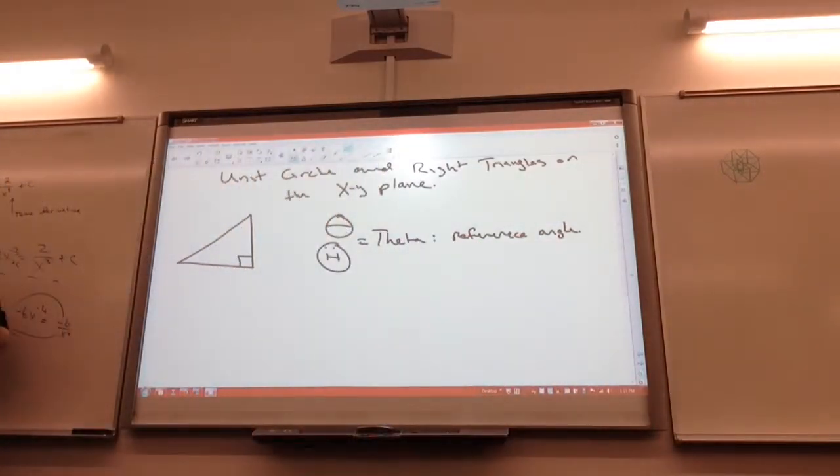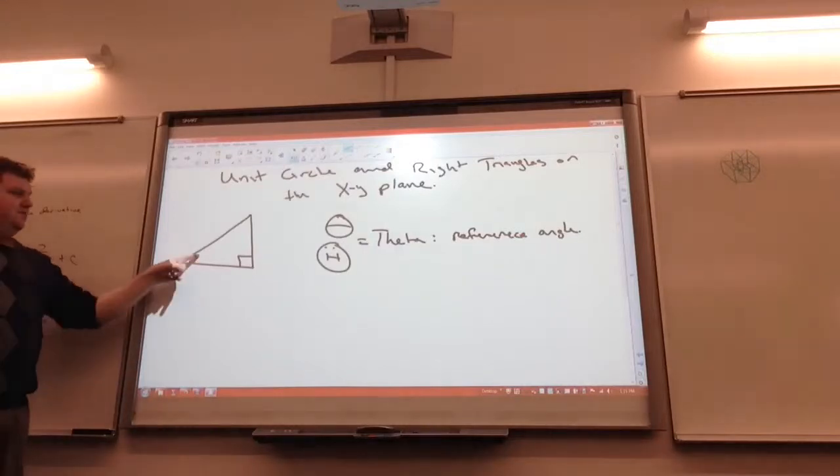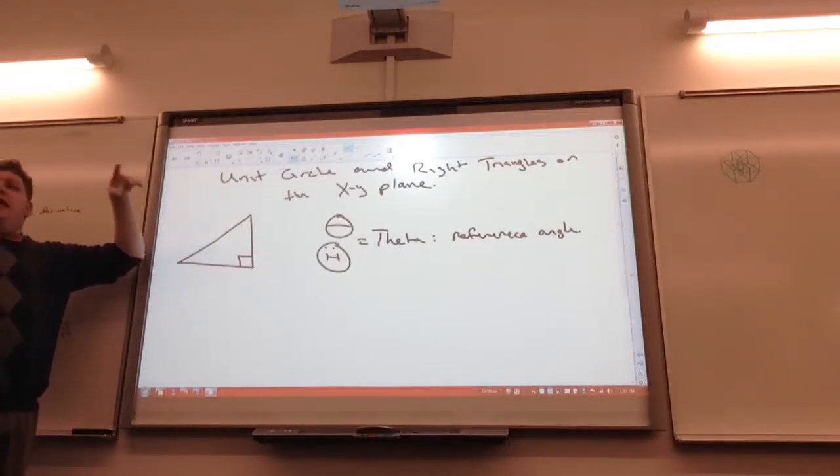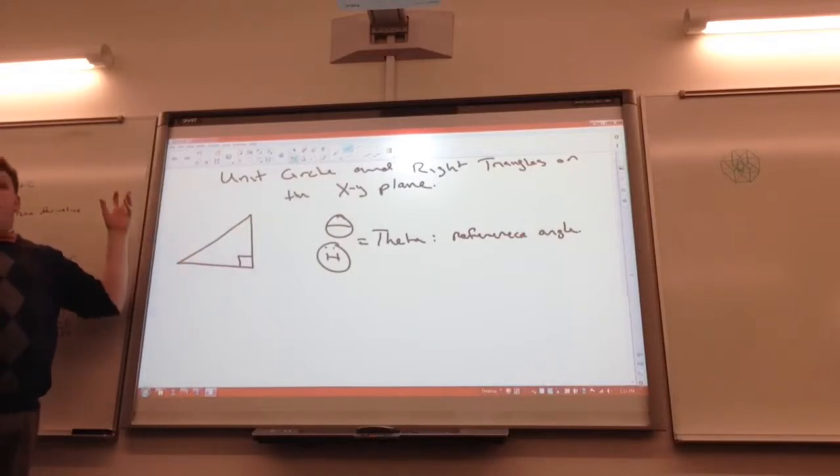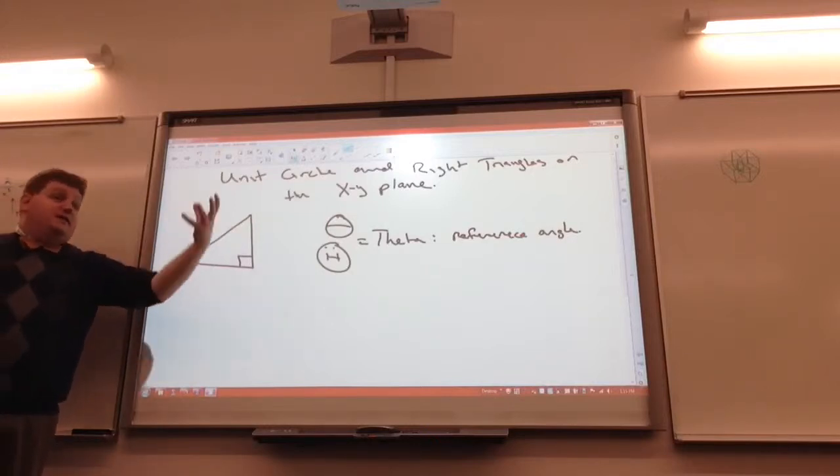It doesn't matter which angle. Well, it does slightly matter. It can't be the right angle. You don't want to choose the right angle to be the reference angle. It could be this one down here, it could be this one up here. It just means that when you label the parts of the triangle, it's all going to depend upon that reference angle. Hence why it's the reference angle.